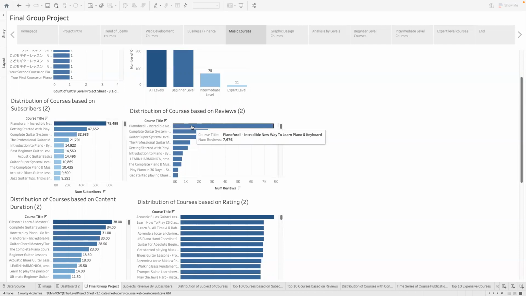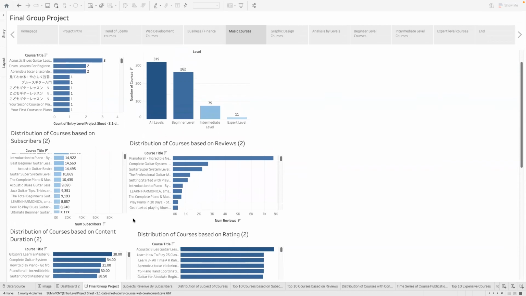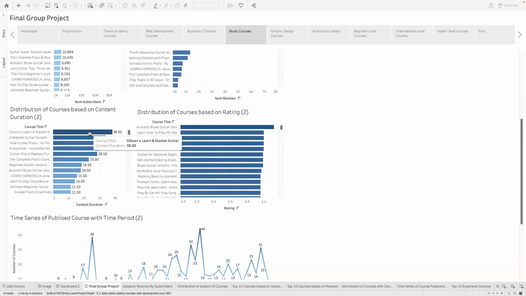If we see the second graph, talking about the next graph, which is the distribution of courses based on content duration. As we can see from here, the highest course according to content is a Gibson guitar lesson. And talking about the next visual, which is the distribution of the music courses on ratings. As you can see, again Acoustic Blues Guitar Lesson is rated most.